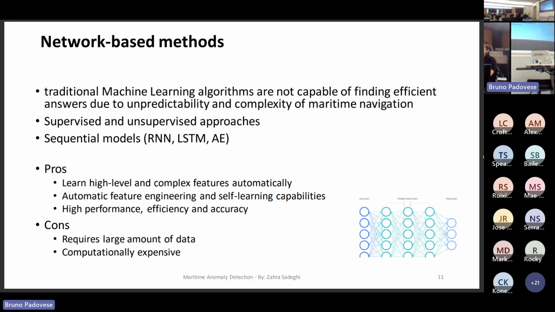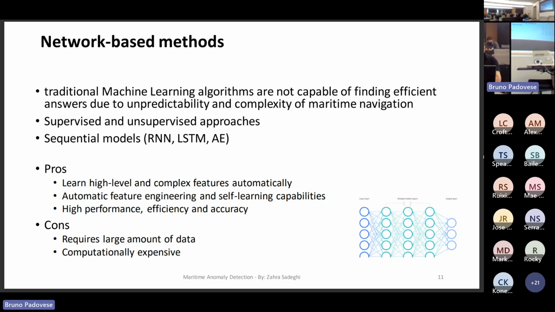And the last one, my last slide, is the methods which can be called network-based methods. And by network-based, I mean the deep learning methods. The traditional methods that I have mentioned so far are not really capable of finding efficient answers due to the unpredictability and complexity of maritime navigation. Deep learning methods can be applied in supervised and unsupervised flavors. Some of the well-known approaches are sequential modeling, like RNN, LSTM, AE, GRU, and so on.